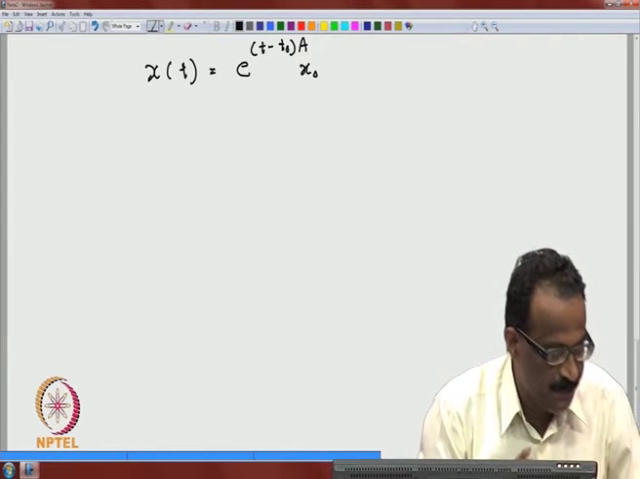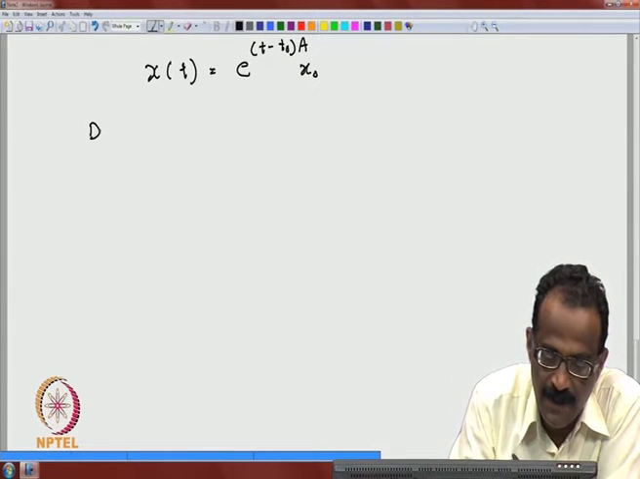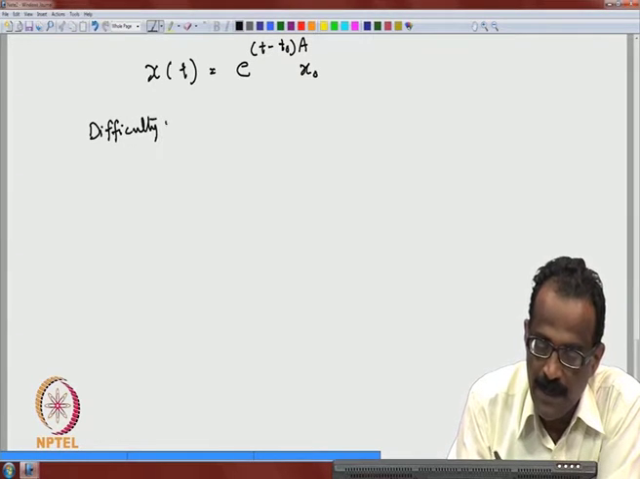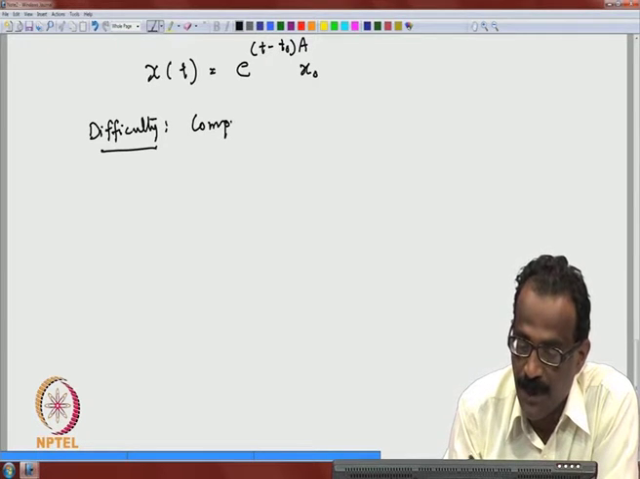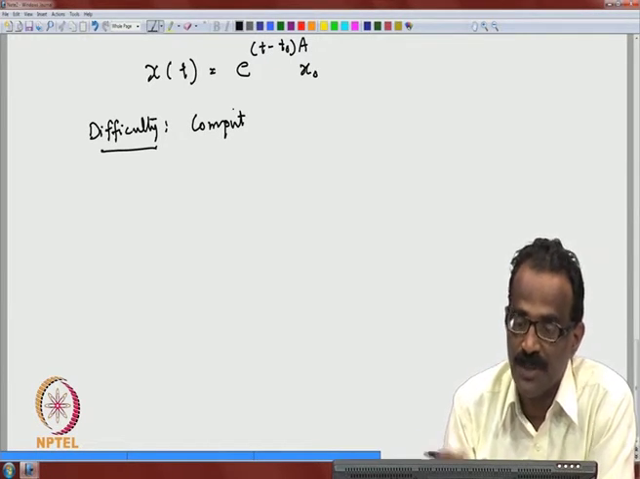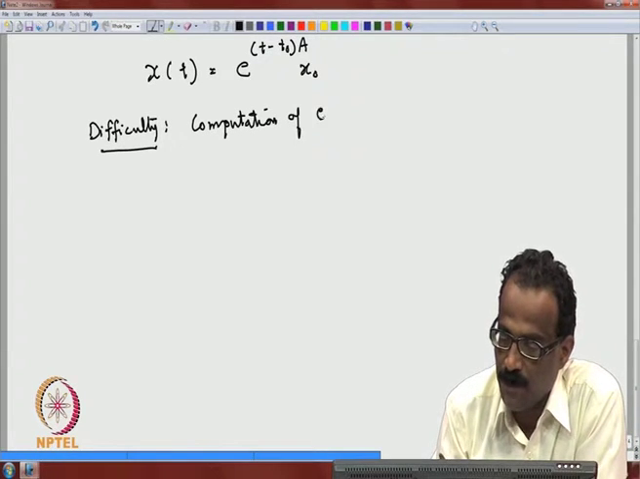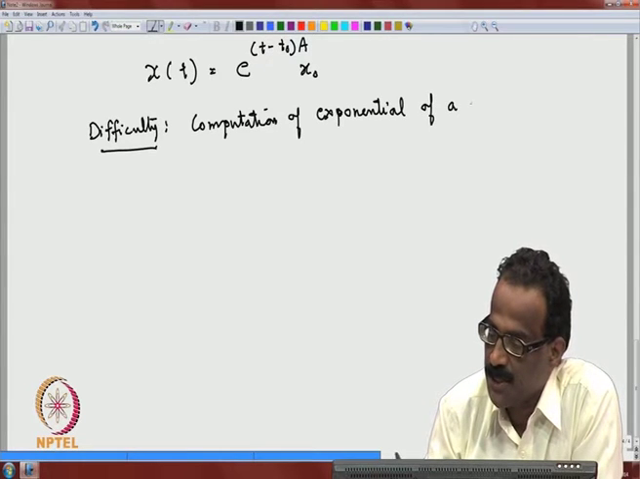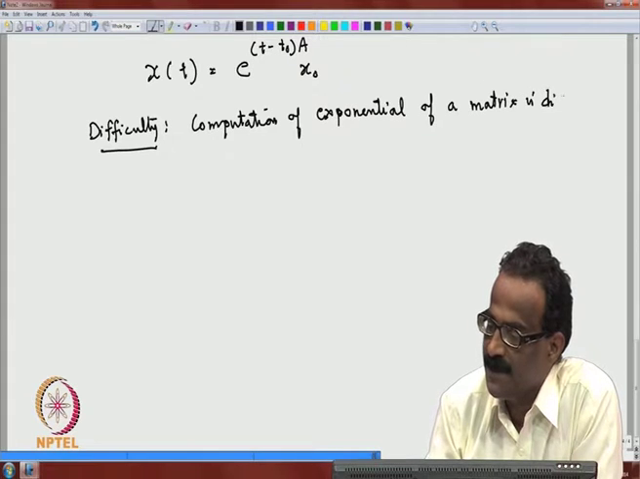So, two remarks, two difficulties here. One difficulty: the computation of the exponential is very difficult. Though you have a representation, the computation of the exponential of a matrix is difficult in general.